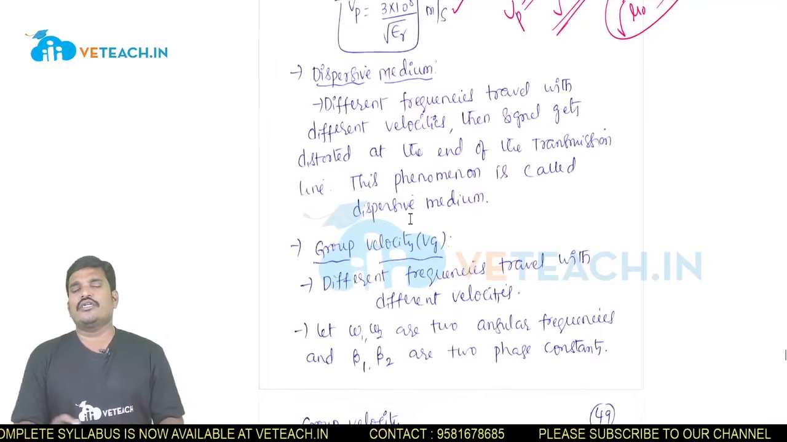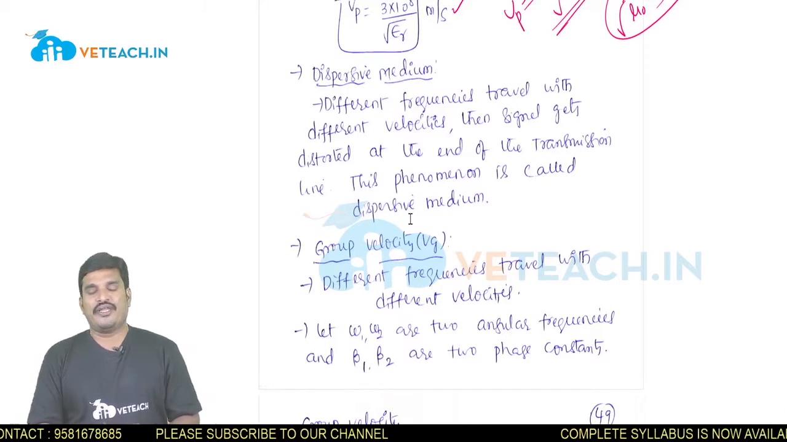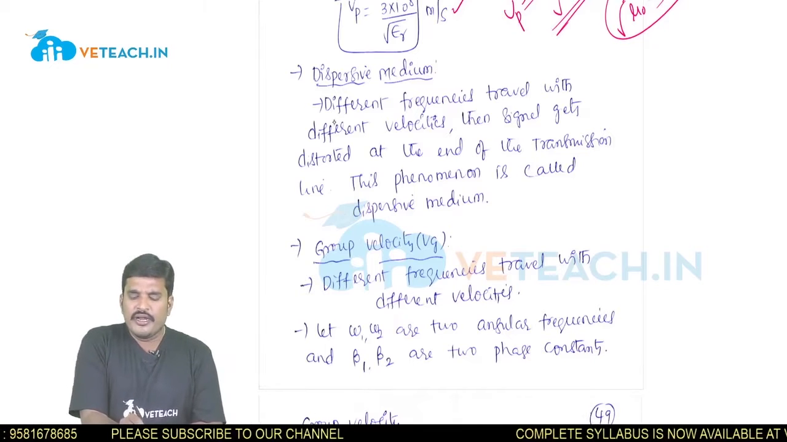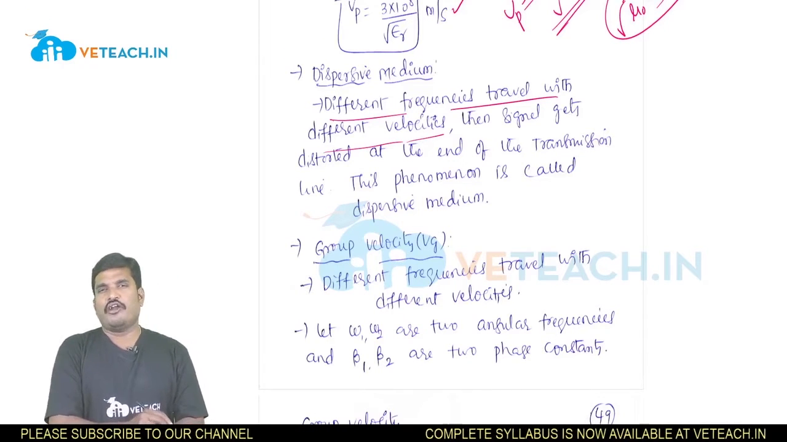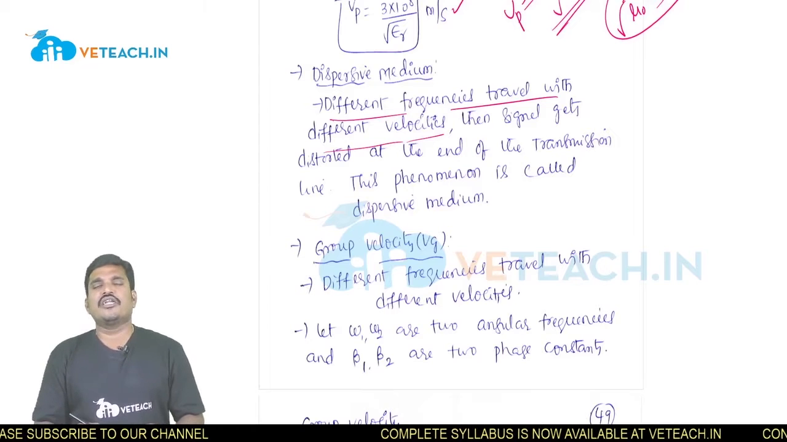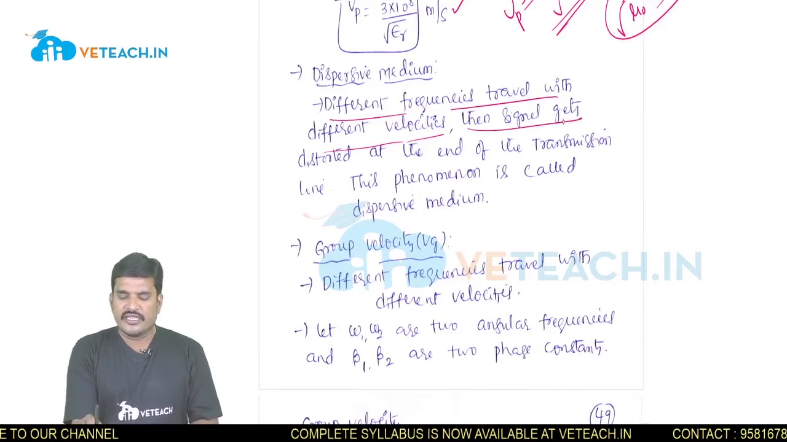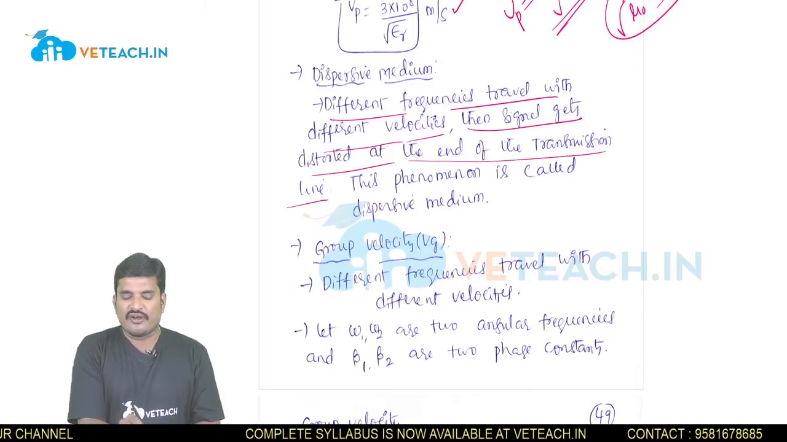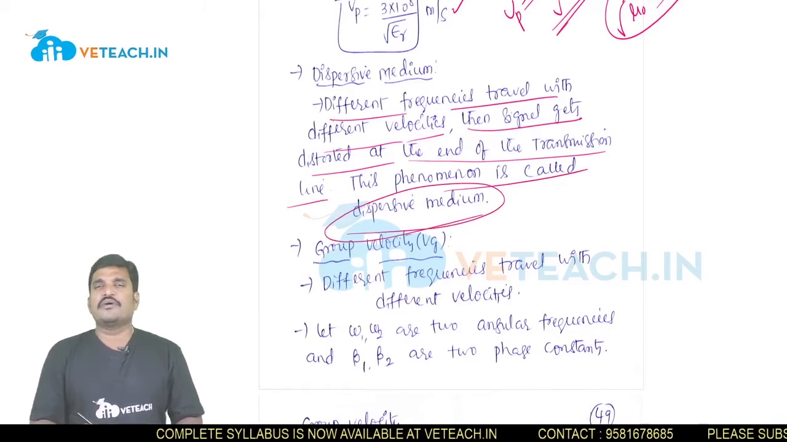Before I start the group velocity, let me discuss the dispersive medium. What is a dispersive medium? Different frequencies travel with different velocities. In a particular medium, if different frequencies travel with different velocities, then the signal gets distorted at the end of the transmission line. This phenomenon is called a dispersive medium.